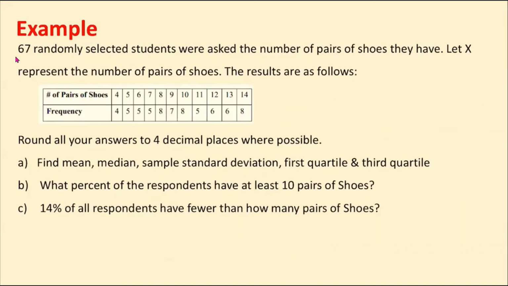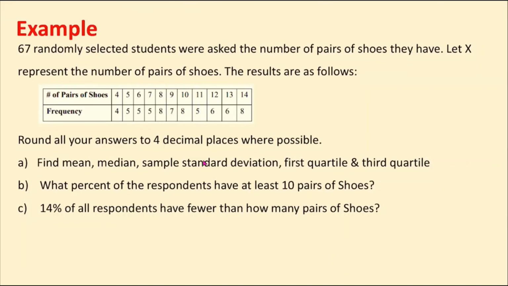So here is that example. 66 randomly selected students were asked the number of pairs of shoes they have. So here you can see 4 pairs of shoes with 4 students, 5 pairs with 5 students, 6 pairs with 5 students, 7 pairs with 5 students, 8 pairs with 8 students, 9 pairs with 7 students, 10 pairs with 8 students, 11 pairs with 5 students, 12 pairs with 6 students, 13 pairs with 6 students, and 14 pairs with 8 students.